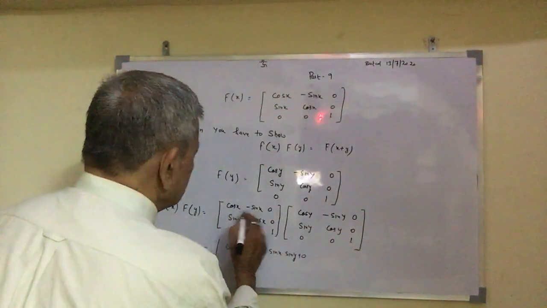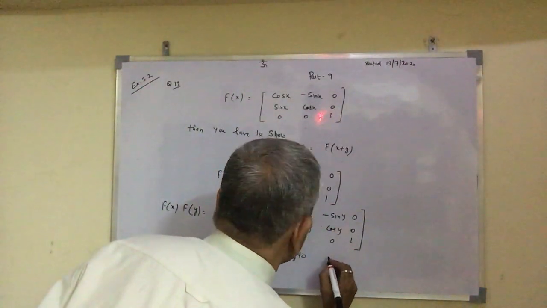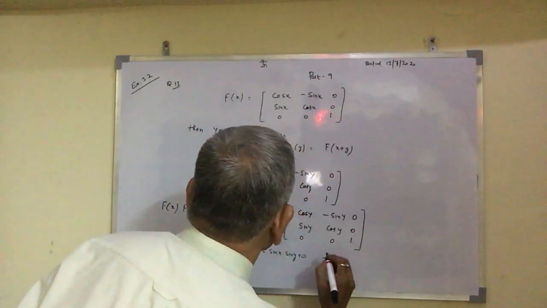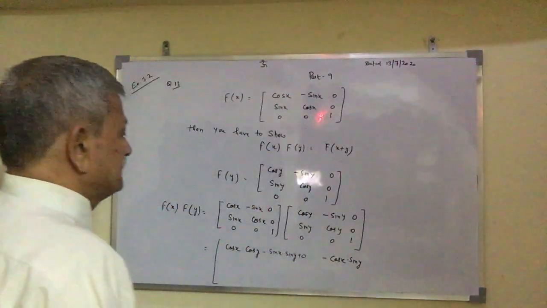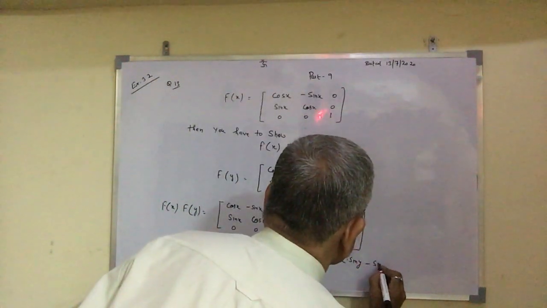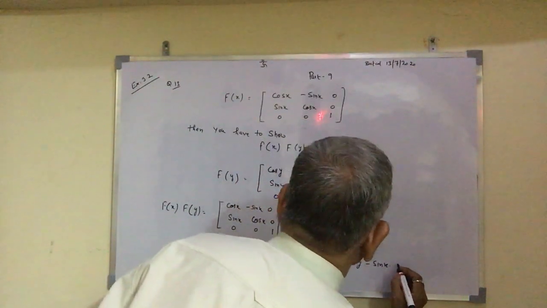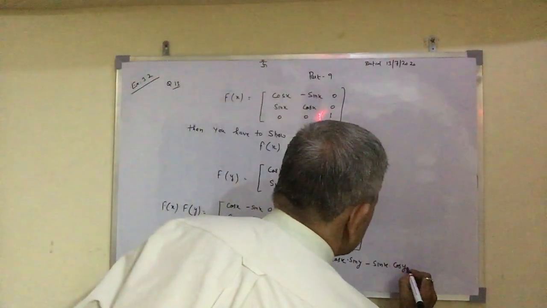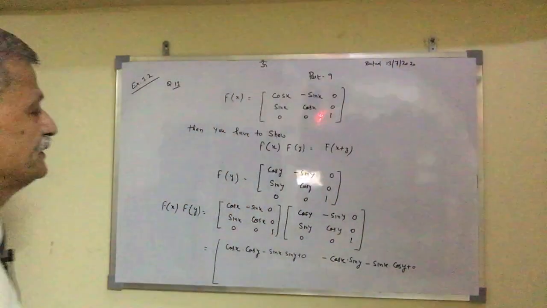Now, again, this is the first row with the second column. So your value will be minus cos x into sin y, then minus sin x into cos y, and 0 plus 0 is equal to 0. So your value will be 0.